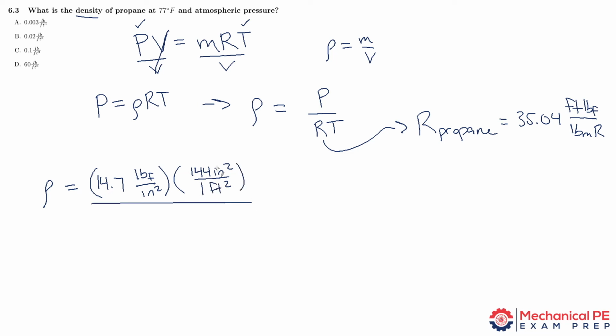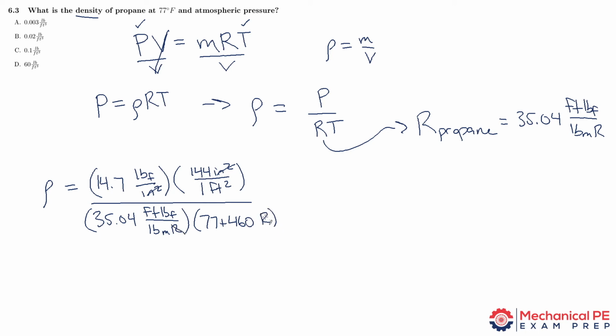So that's going to get rid of our inches squared, and now we have the numerator, the pressure, in PSF, pounds per square foot. The denominator is our RT, so 35.04 foot-pound force per pound mass Rankine. And then the temperature, which needs to be in Rankine degrees. So instead of 77F, we've got to add 460 to that. 77 plus 460, and then that will have units of Rankine.